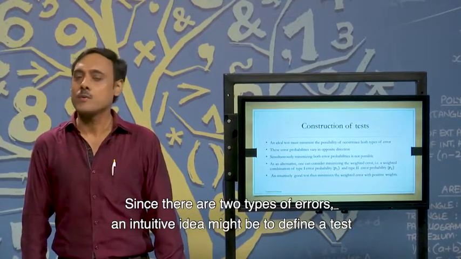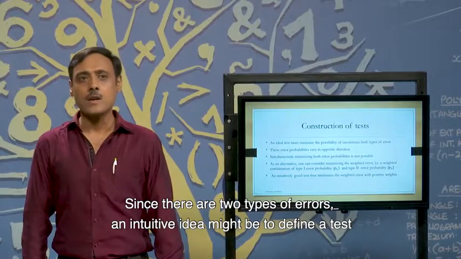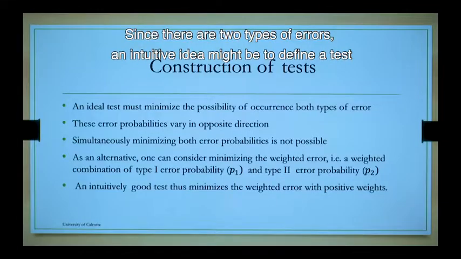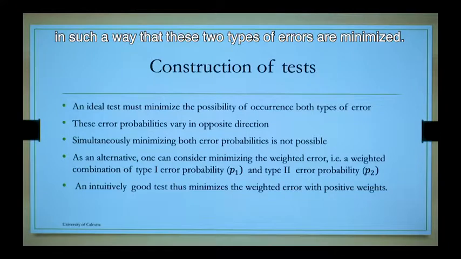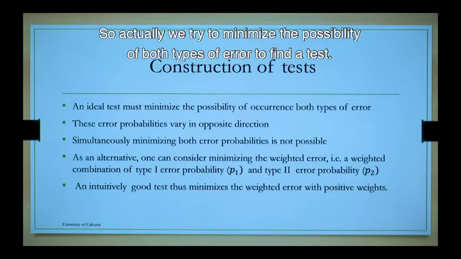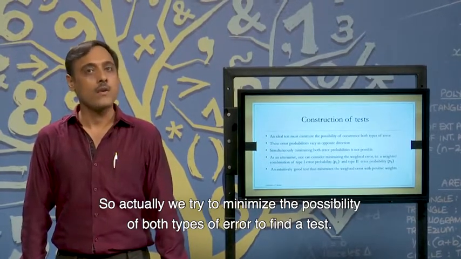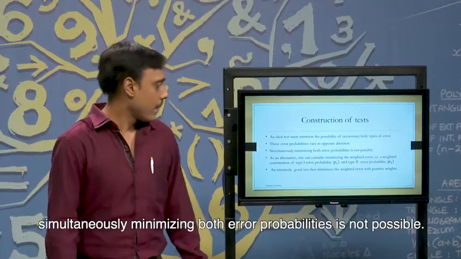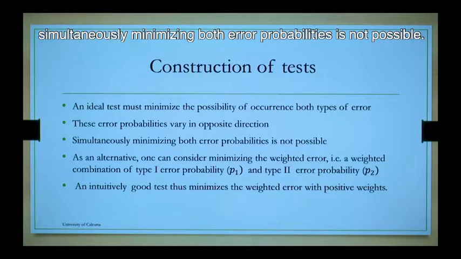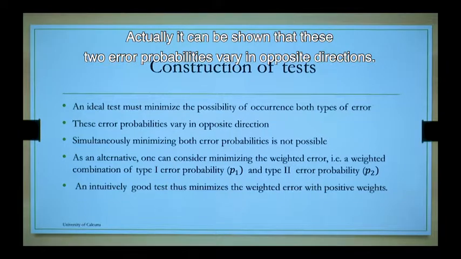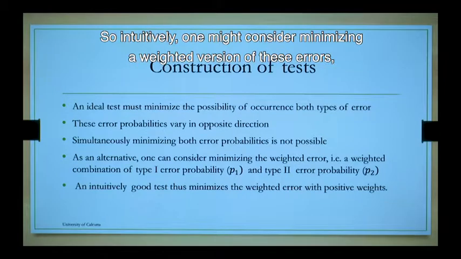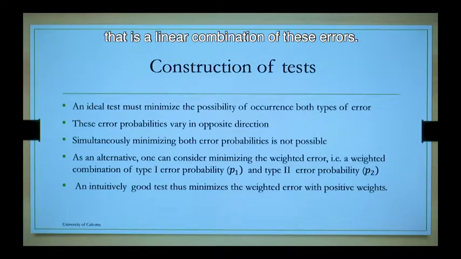Since there are two types of errors, an intuitive idea may be to define a test in such a way that these two types of errors are minimized. So, actually we try to minimize the probability of both types of error to find a test. Now, the problem is that simultaneously minimizing both error probabilities is not possible. Actually, it can be shown that these two error probabilities vary in opposite directions. So, intuitively one might consider minimizing a weighted version of these errors, that is a linear combination of these errors.